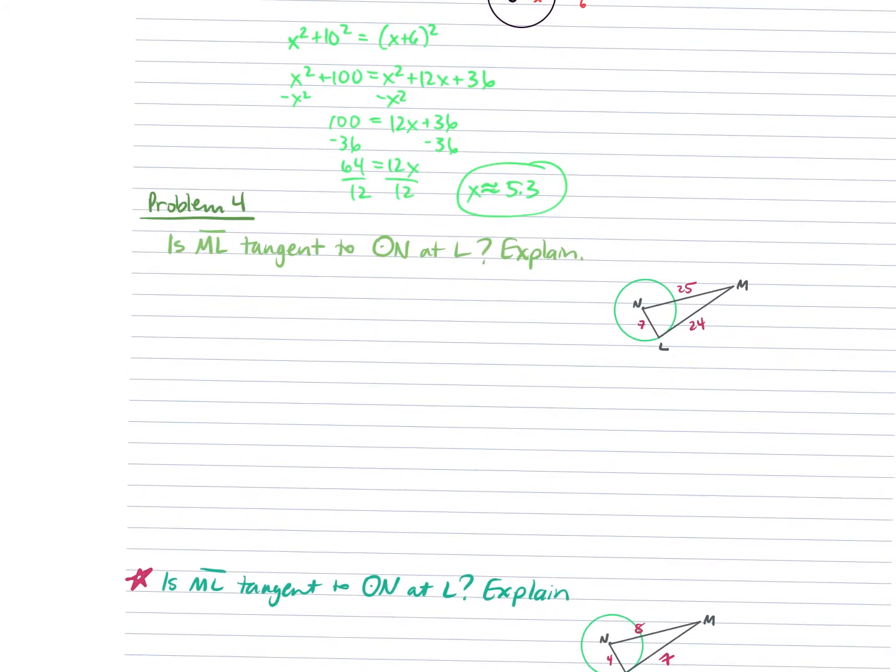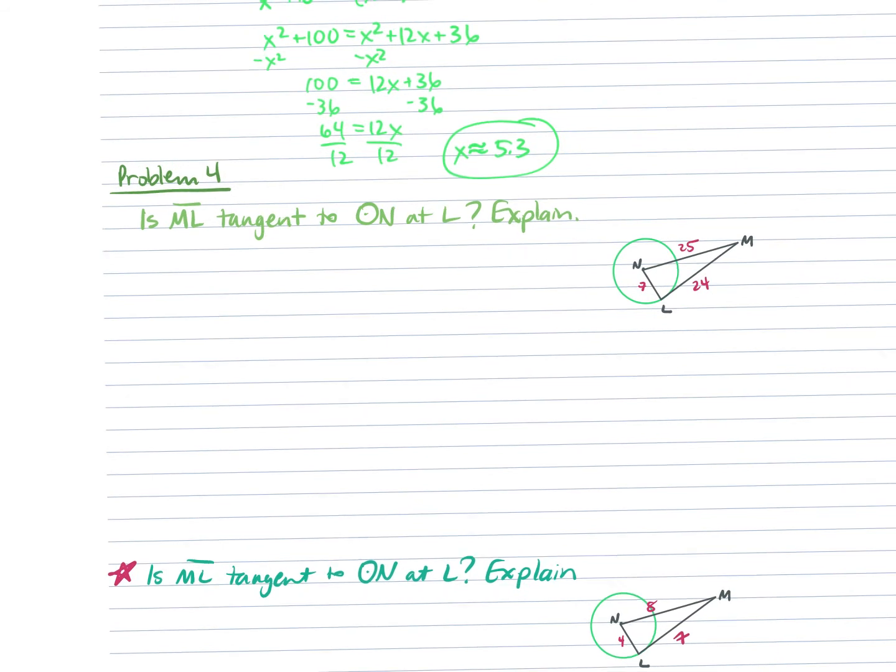So this is now asking, is this tangent at L? To find that out, we can see if this is a 90-degree angle. So this is where we check if the Pythagorean theorem works on these 3. What we would do is take the 2 shorter ones, so 7 squared and 24 squared, and then add them together. Does that equal 25 squared?